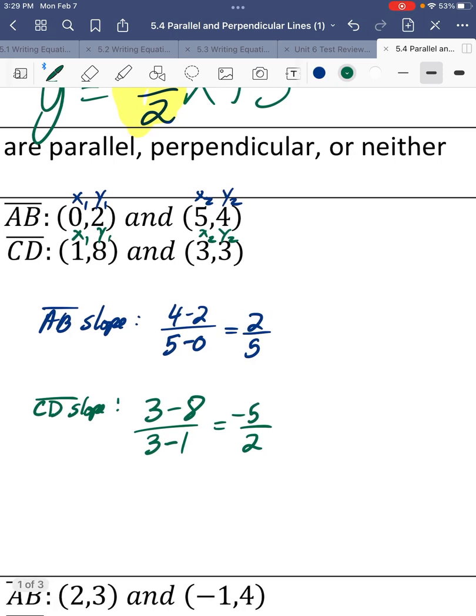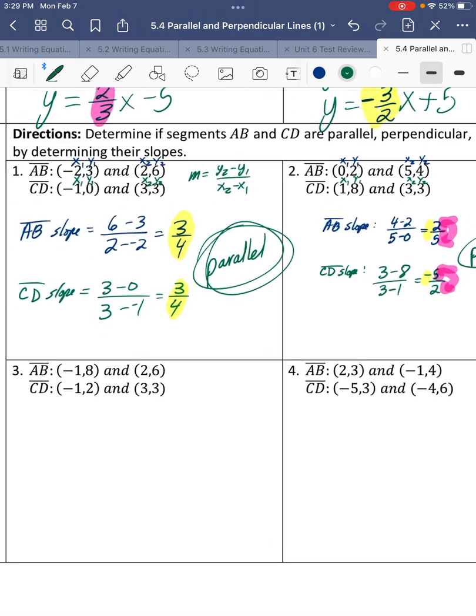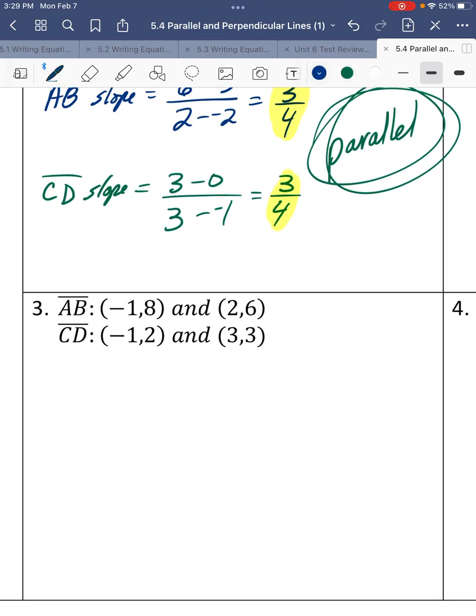All right, let's see what's up with these. One's positive, one's negative. It's positive 2/5, negative 2/5. So they're opposite signs, and then they are flipped. 2/5 and 5/2. So they got flipped. They're reciprocals of each other. So this means they are perpendicular. If you were to draw those lines, they would be perpendicular to each other.